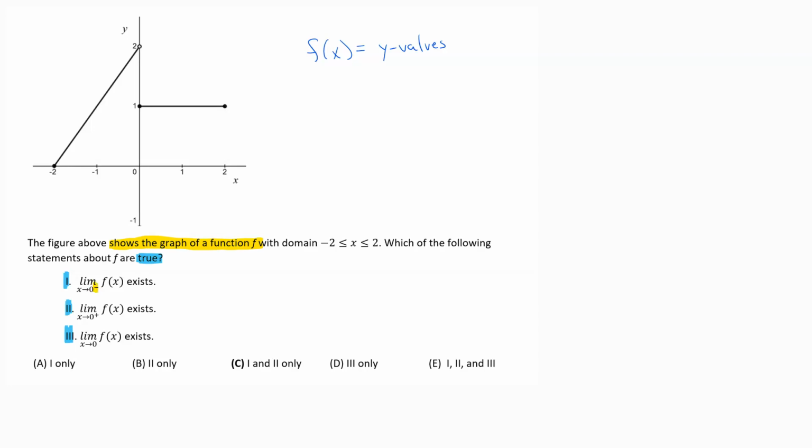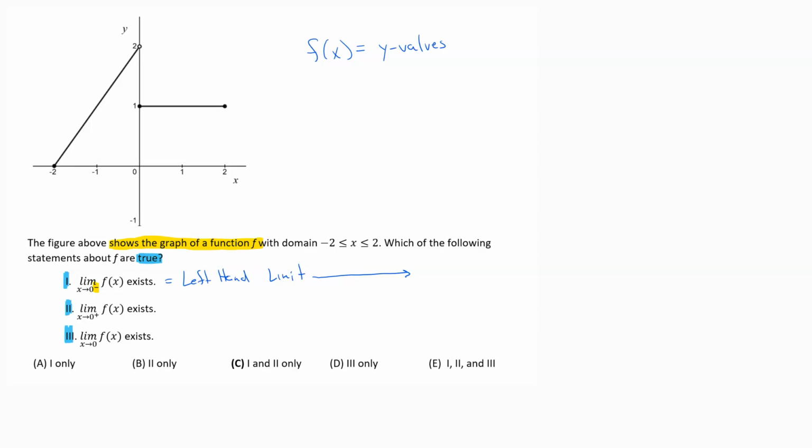So the first one here, number 1, is asking us to find the limit as x approaches 0 from the left. That's what that little negative sign is talking to us about there. So this is going to be a left-hand limit. And so what that means is we want to know, as x approaches 0 from the left direction, what y value does it look like we're headed towards?